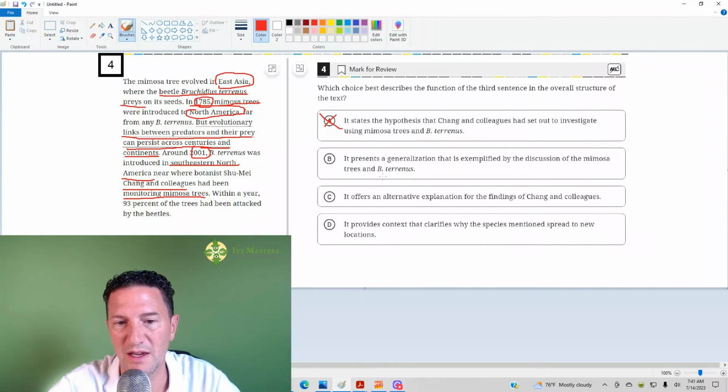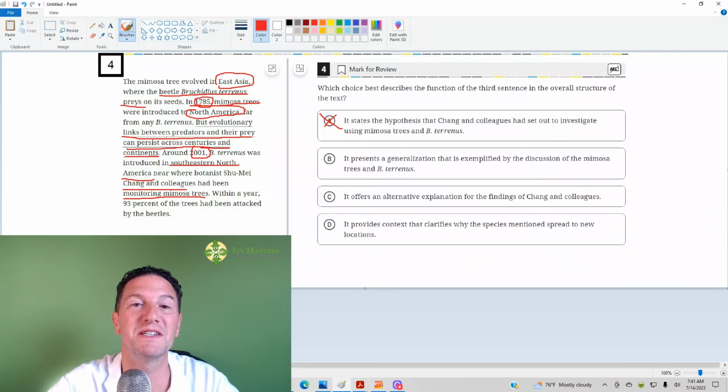Answer choice B. It presents a generalization that is exemplified by the discussion of the mimosa tree and beetle terrenus. That looks great, because we could say that the generalization is the predator and prey relationship persisting across centuries and continents. And after that we get a specific example of it. So we'd say that what's underlined is a generalization. I'm going to leave that one.